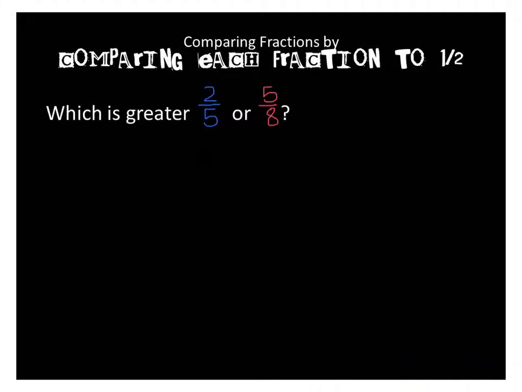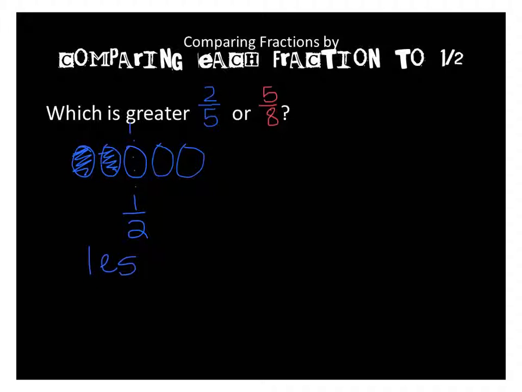We're going to compare two fractions by comparing each of them to 1/2. So if I'm looking at the fractions 2/5 and 5/8, I can see that both of them are kind of close to a half. If I had fifths, and I've got 2/5 here, if I was to divide the fifths in half, I would have 2.5 circles. So that would be equivalent to 1/2. So I know that 2/5 is just less than a half.